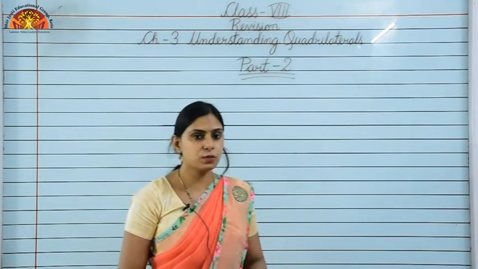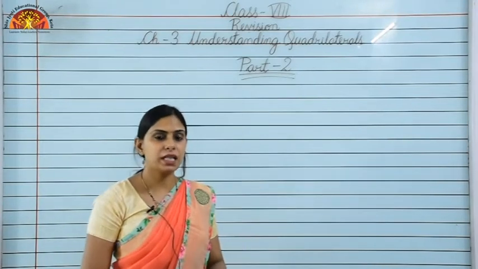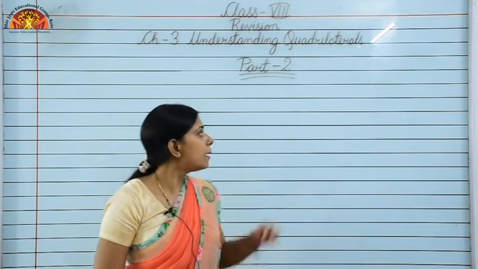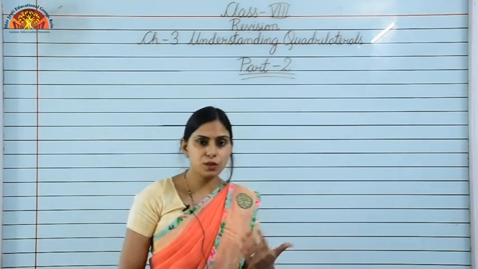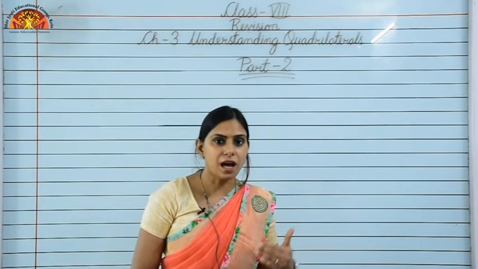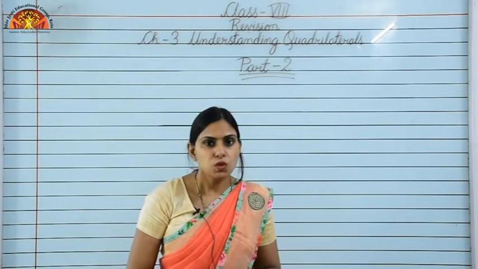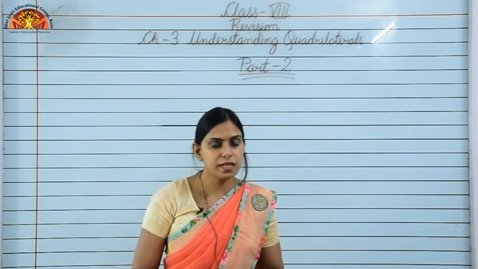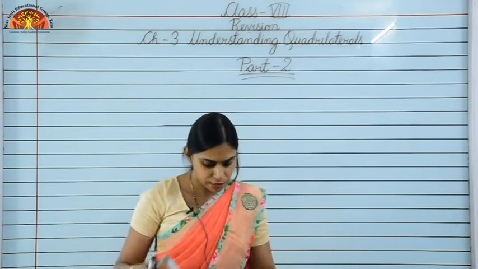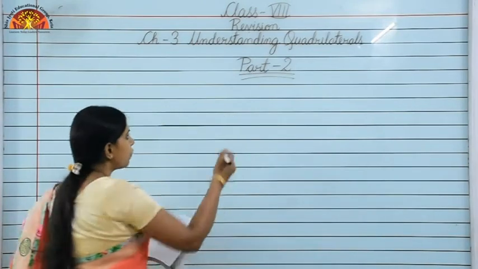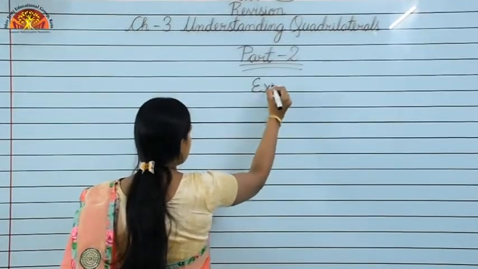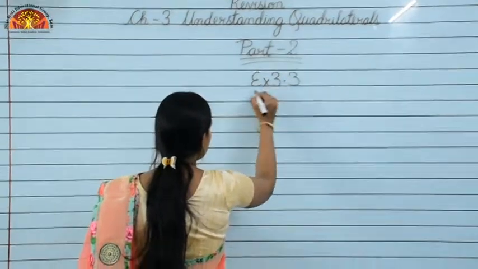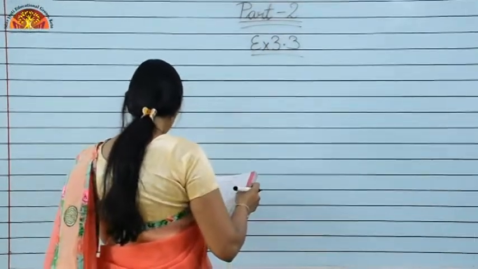Children, today we will start with the revision of chapter number 3, Understanding Quadrilaterals, part 2. In my previous video, we discussed part 1, now we will discuss part 2. So please get ready with your mathematics books and your rough copies. Let's start with exercise 3.3. Just open exercise 3.3, it's page number 50.